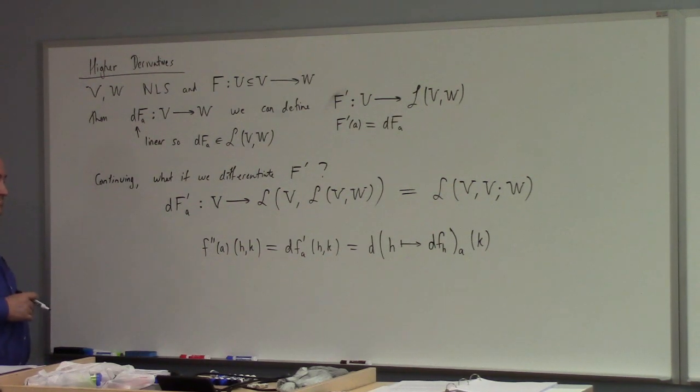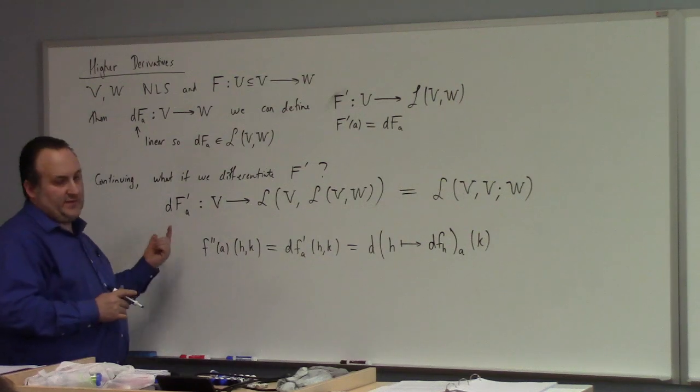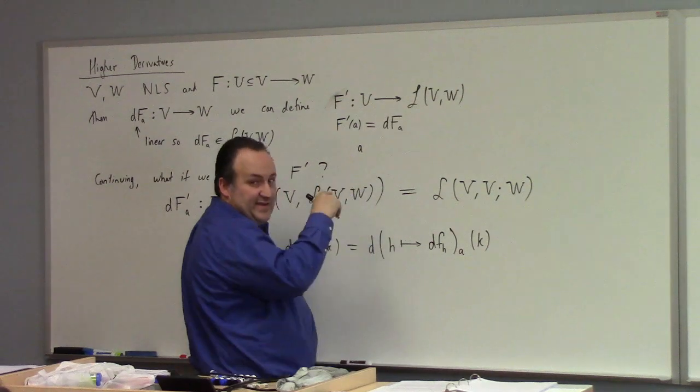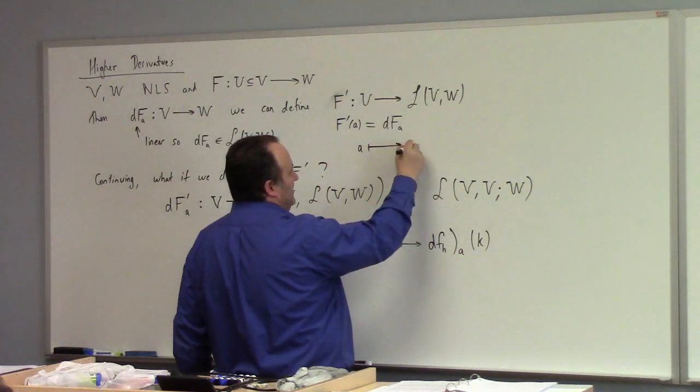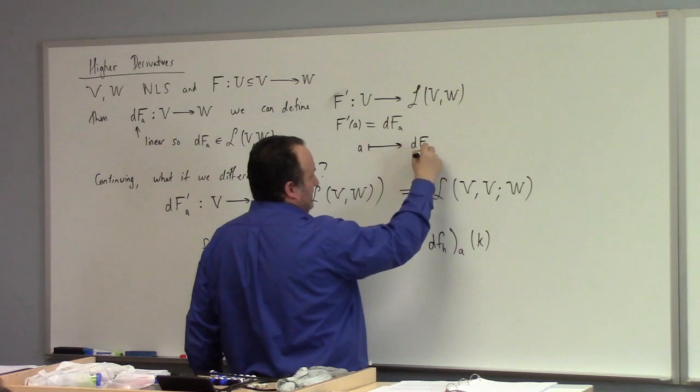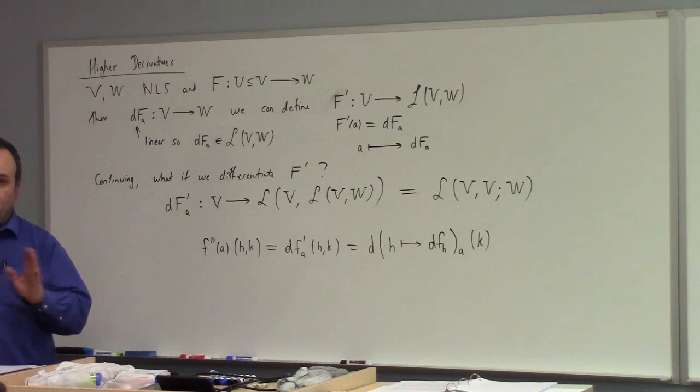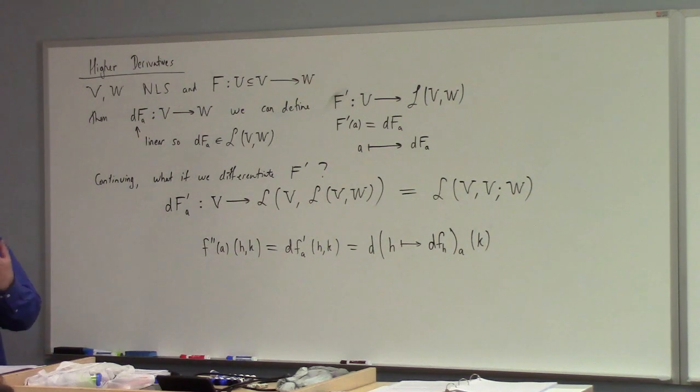Wouldn't that make differentiating it somewhat trivial? No, because we're talking about the assignment. The assignment is not linear though. Yes, df_a for a fixed a is linear, but the assignment a maps to df_a is not linear in a. If I replace a with a plus h, it's not the case that df of a plus h is df of a plus df of h. The way it varies from point to point is possibly nonlinear and kind of subtle.